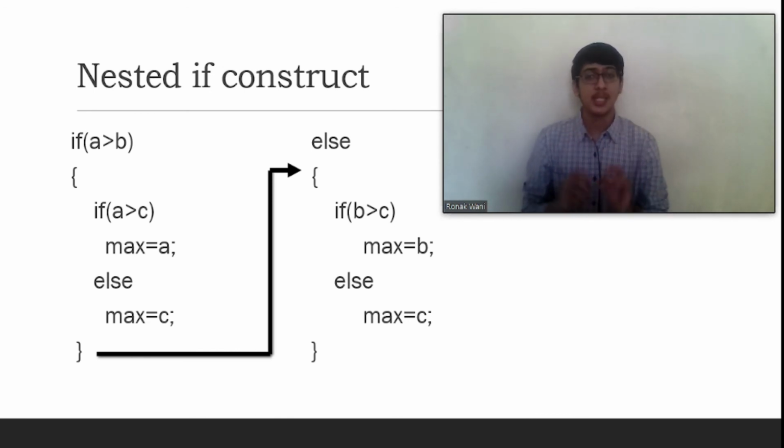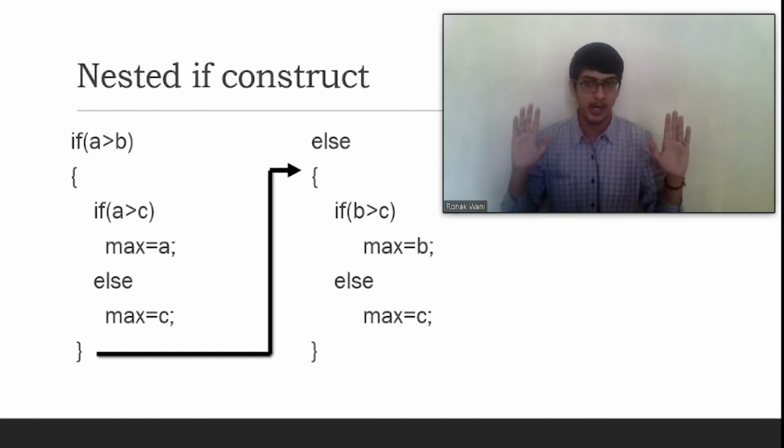But if B is greater than A, but it is lesser than the third variable C, then of course the maximum is C. Then we will store the variable C inside max and terminate.